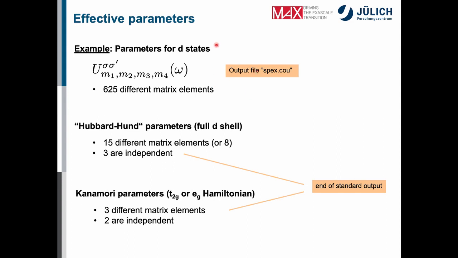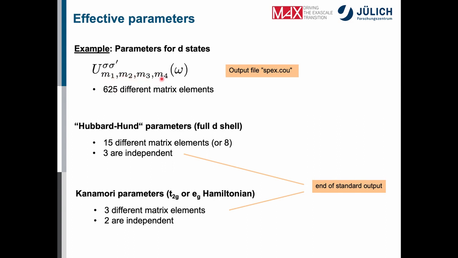Finally, we do not only get a single number, as the term Hubbard U parameter might suggest, but a whole matrix. And it is a rather big matrix, because, forgetting the frequency and spin dependence, it has 4 orbital indices. For a d shell, this would give 5 to the power of 4, that is 625 different matrix elements. Here, each m stands for a magnetic quantum number.